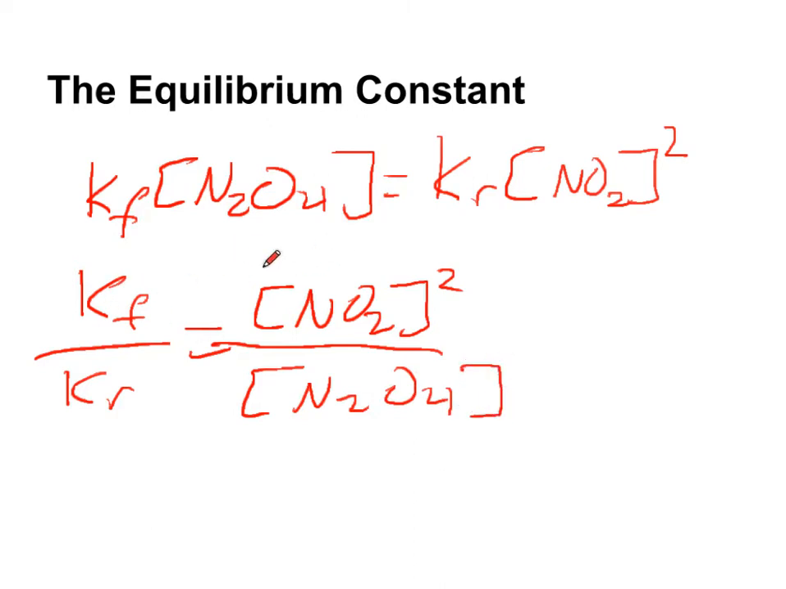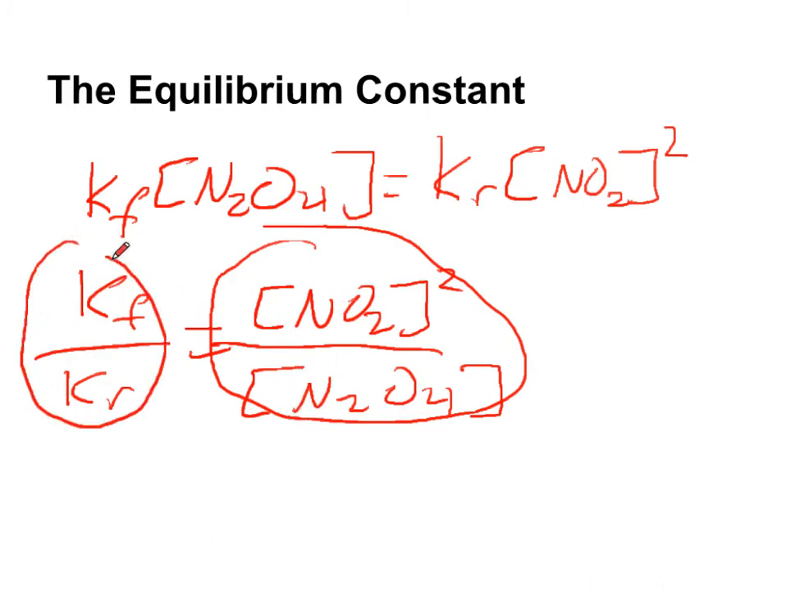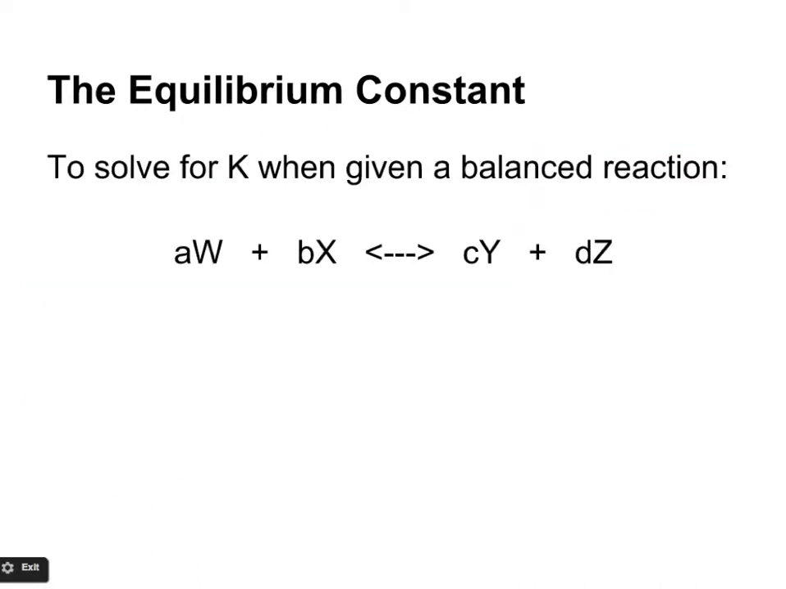This right here is called an equilibrium expression. We've taken the product concentrations divided by the reactant concentrations, and this, the ratio of the rate constants, is simplified to capital K. It's called the equilibrium constant. K is a specific value for a reaction that's temperature dependent.